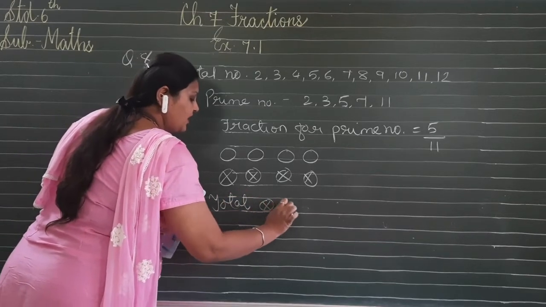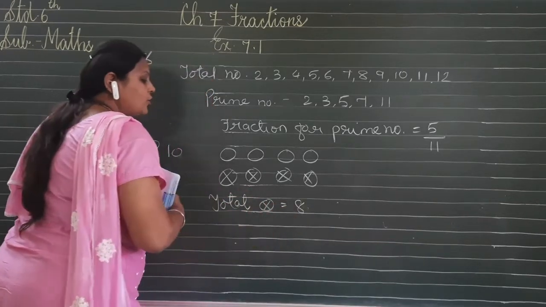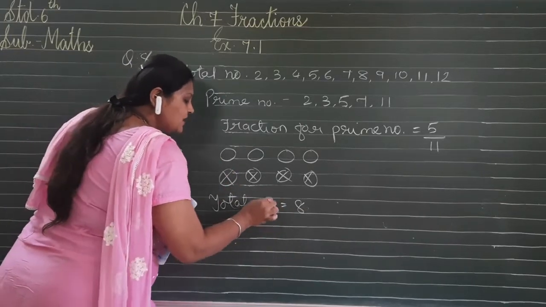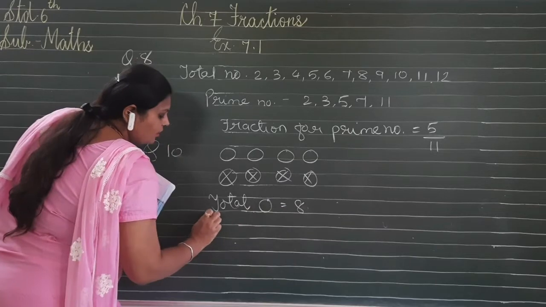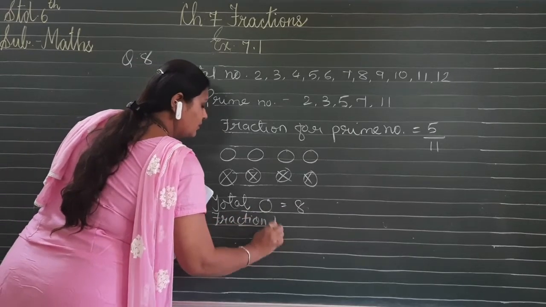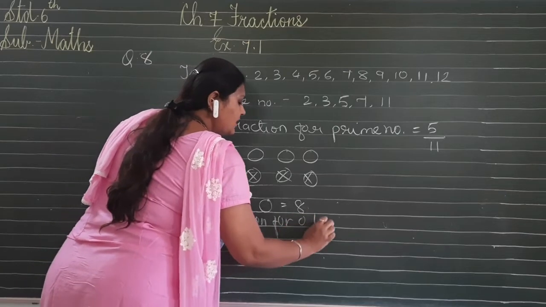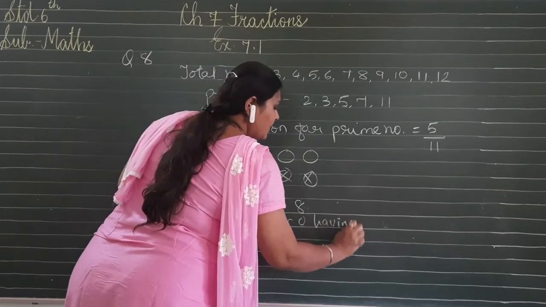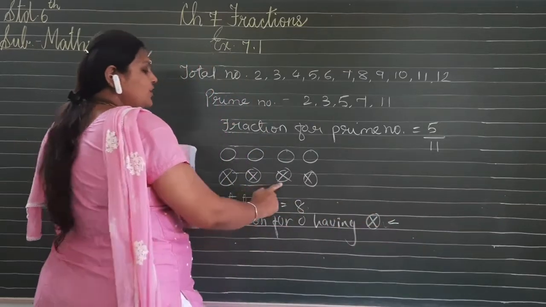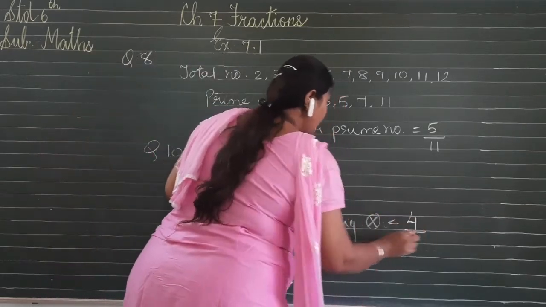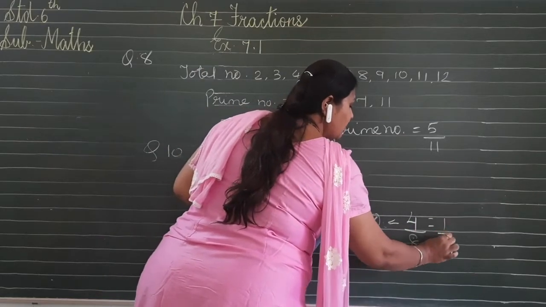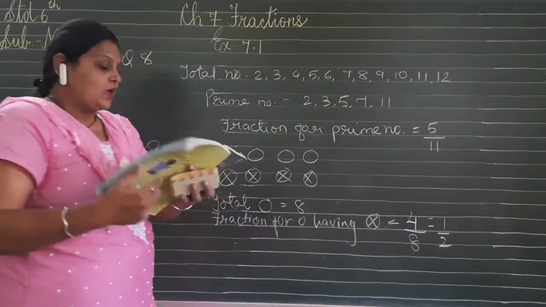Total shapes are 8. Total means total circles, we can say. So total circles are 8. The fraction for circles having x equals 1, 2, 3, 4 out of 8. So 4/8, or we can say 1/2.